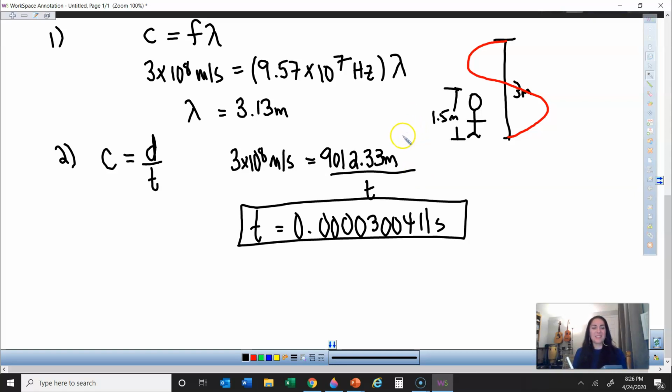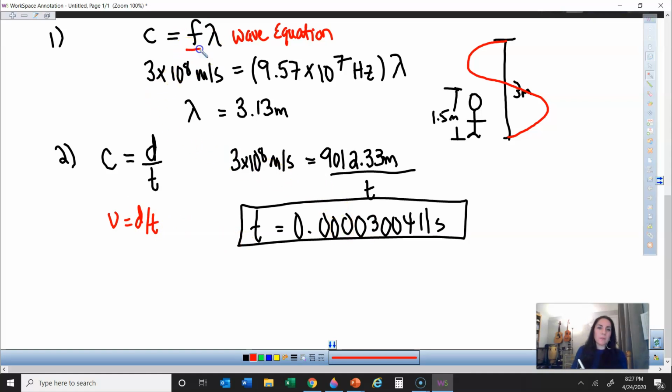That's really cool. But anyway, that's how you can use the wave equation. Remember, this is the wave equation, and this is our velocity equation, right? You can use either one of these to solve any sort of time, distance, frequency, velocity questions.